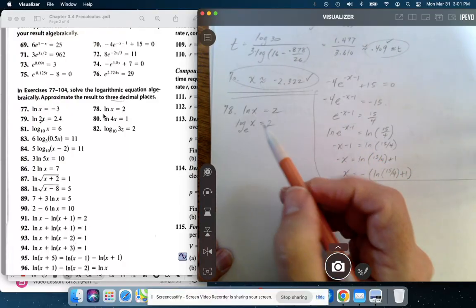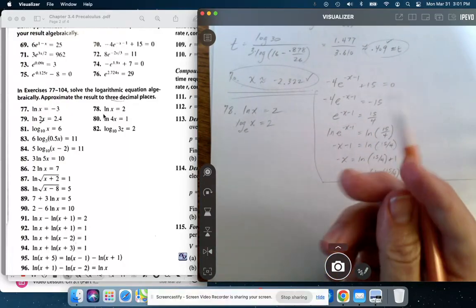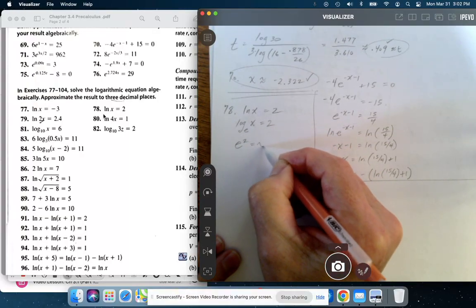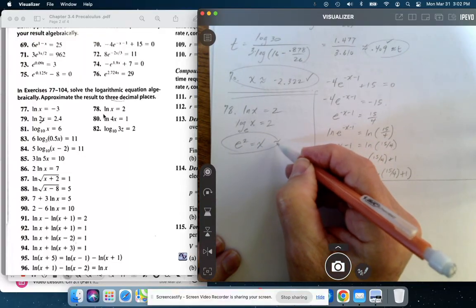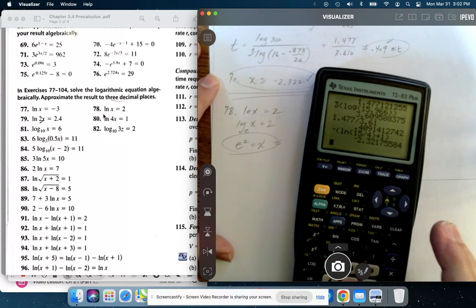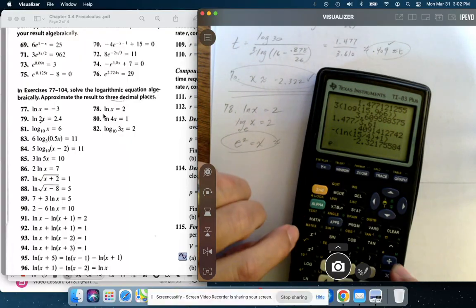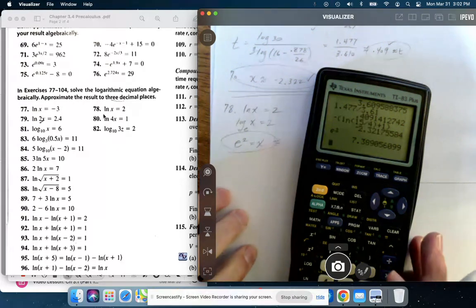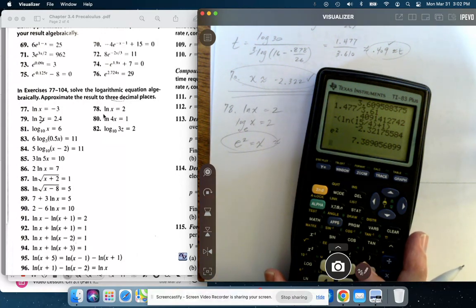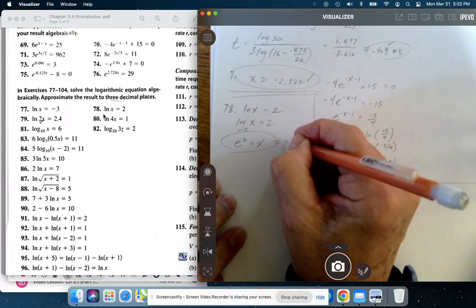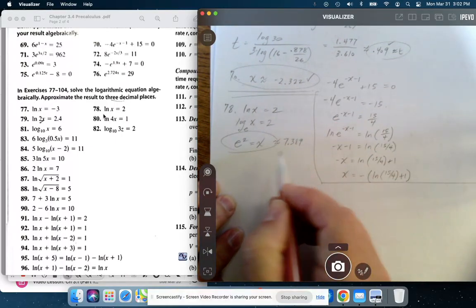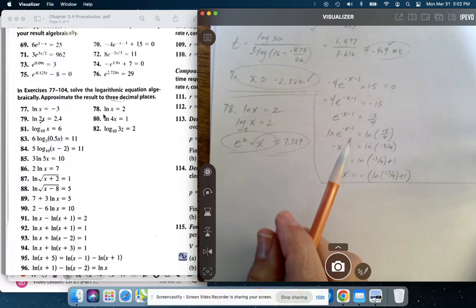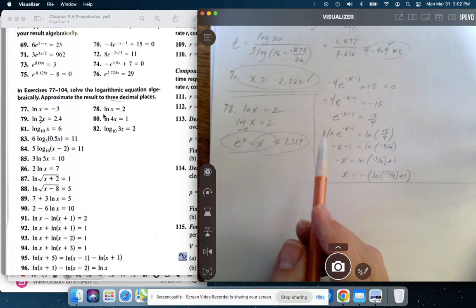So now I can convert this into exponent by doing e to the 2 equals x. And e squared is approximately 7.39, to 3 decimal places, 7.389. All right. That's it. So let's look at another one.